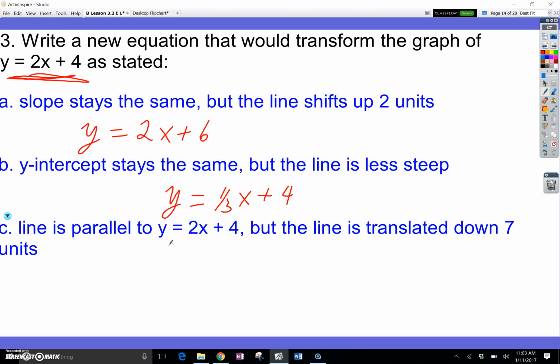Finally, it says a line that is parallel to y equals 2x plus 4, but the line is translated down 7 units. So remember, the slope would stay the same, so that would be y equals 2x. And we're going to go down 7 units, that would be minus 3.